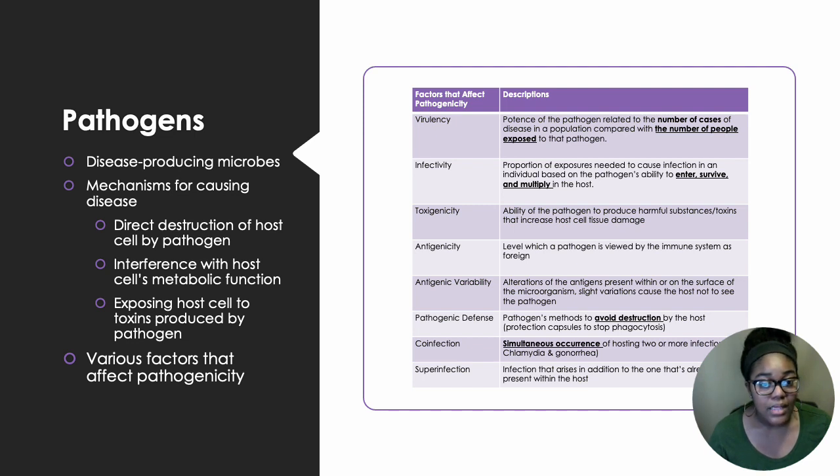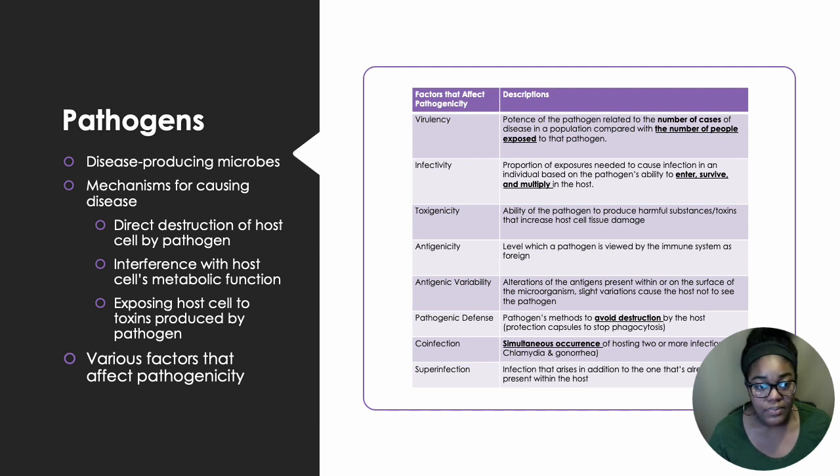Now we'll talk about toxigenicity, and this is the ability of the pathogen to produce harmful substances or toxins that increase host cell tissue damage. So when we talk about toxigenicity, it's just like what it says, toxic. How can it infect the host, or how can it create damage to the host based on these substances that it creates?